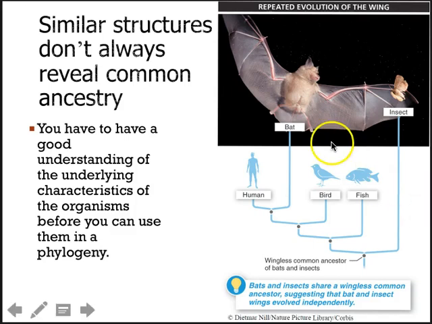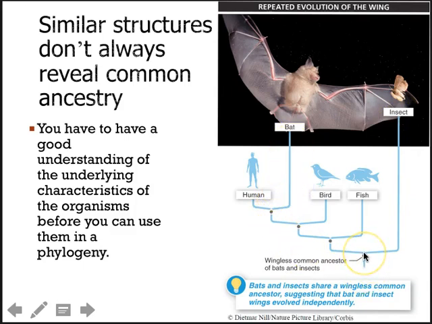For example, you've got this bat with these lovely wings right here, and you've got this insect with some more lovely wings right here. And you might think that they got their wings from an ancestor that had wings. But if you thought that, you would actually be incorrect, because wings evolved independently in the lineage that led to insects, and they evolved independently in the lineage that led to bats.